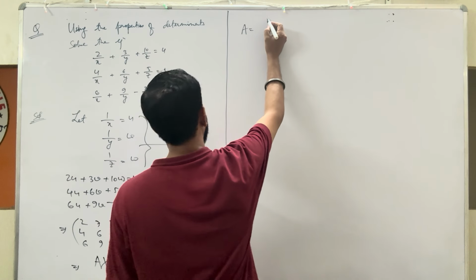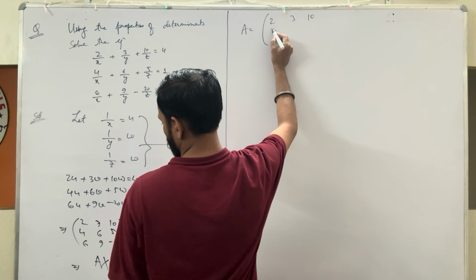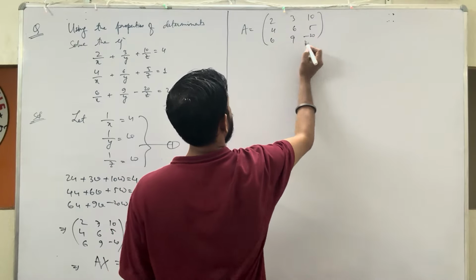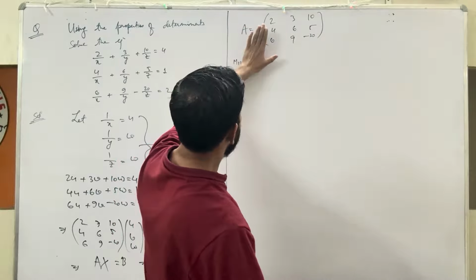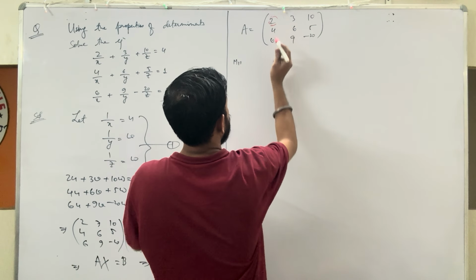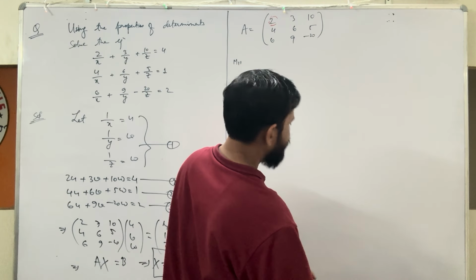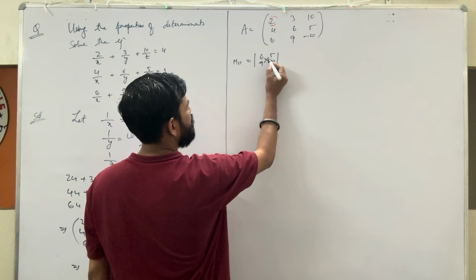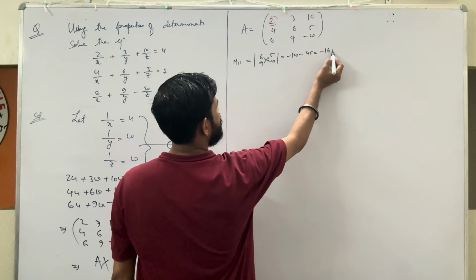We have A is equal to [2, 3, 10; 4, 6, 5; 6, 9, -20]. So the minor for the first element, m11. How to find a minor? If you are finding the minor for the first term, just ignore its row and column. If you ignore its row and column, we are left with 6, 5, 9 and minus 20. So m11 will be the determinant of [6, 5; 9, -20]. You multiply this, subtract the other product: minus 120 minus 45, so minus 165.